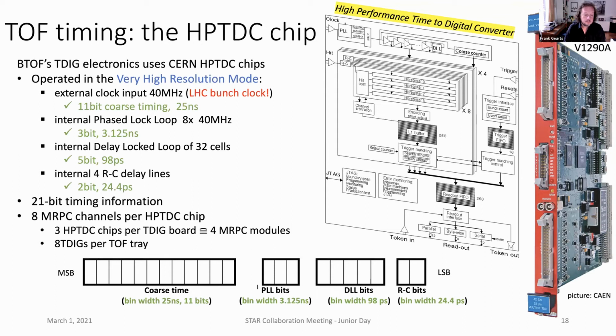We typically have, on a TDIG board, 3 of these chips. That means each TDIG board can cover 4 MRPC modules, and we have 8 of these digitizer boards on the TOF tray. The problem is that the nonlinearity really comes from all these internal manipulations of that clock.